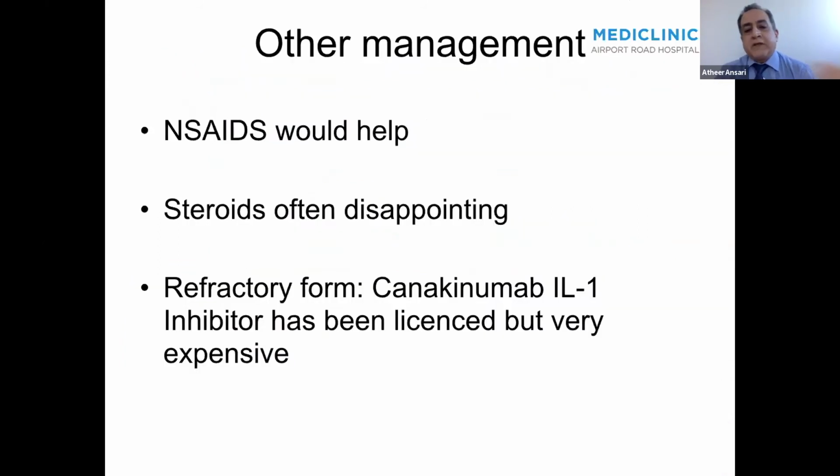So for other management of FMF, I said NSAIDs would help in acute attacks. Steroids, often disappointing. Colchicine is the mainstay, as we said earlier. It has been FDA approved recently. Canakinumab, which is an IL-1 inhibitor, could be used in refractory cases. However, it is very expensive, sadly so.